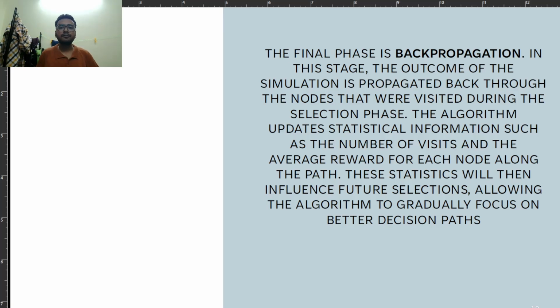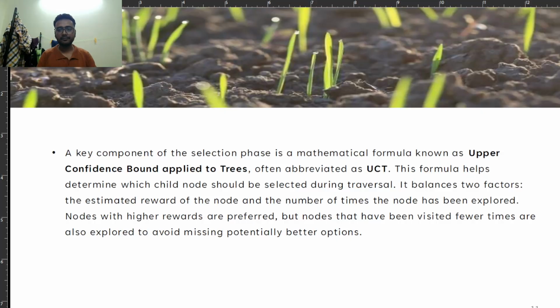Now, let's come to the final phase, which is backpropagation. In this stage, the outcome of the simulation is propagated back through the nodes that were visited during the selection phase. The algorithm updates statistical information such as the number of visits and the average reward of each node along the path. This statistical information will then influence future selections, allowing the algorithm to gradually become more focused and give us better results.